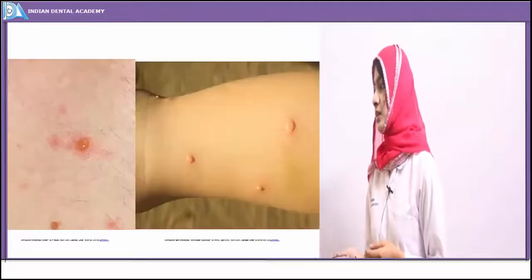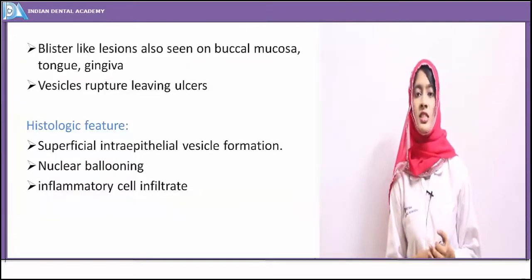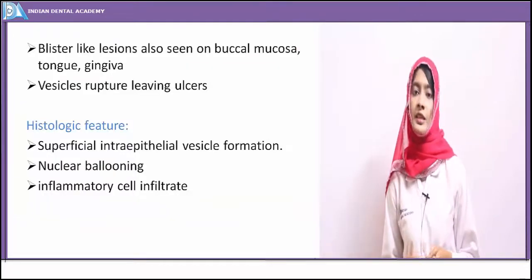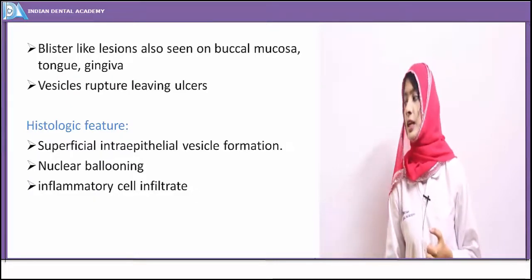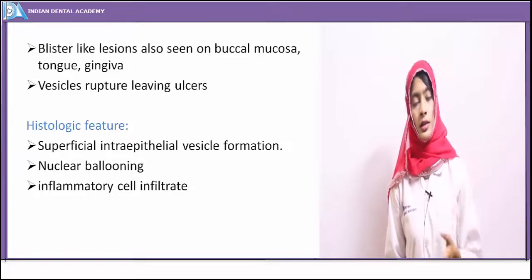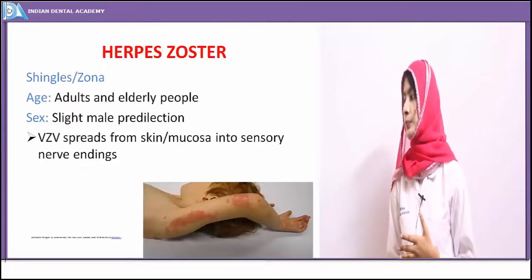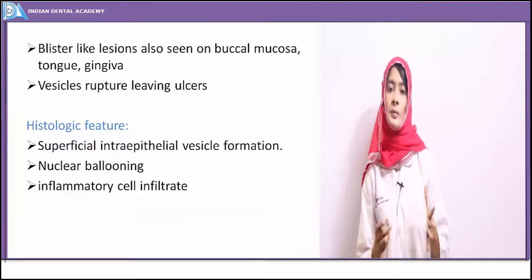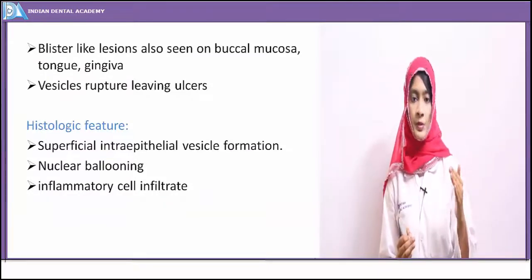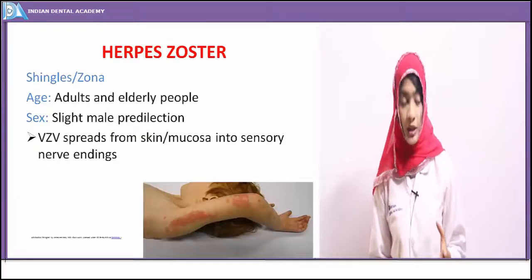So the characteristic microscopic picture of varicella virus infection is intraepithelial vesicle formation, and nuclear ballooning degeneration is there, and it is erythematous in nature. Inflammatory cell infiltration is also more common here. So the varicella or chickenpox virus is seen in children, as a primary infection. Now we are going to see the herpes zoster virus.